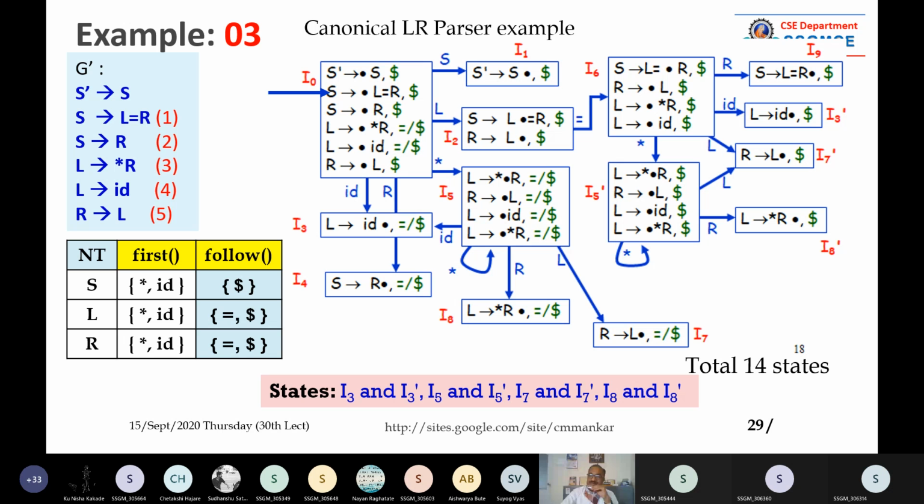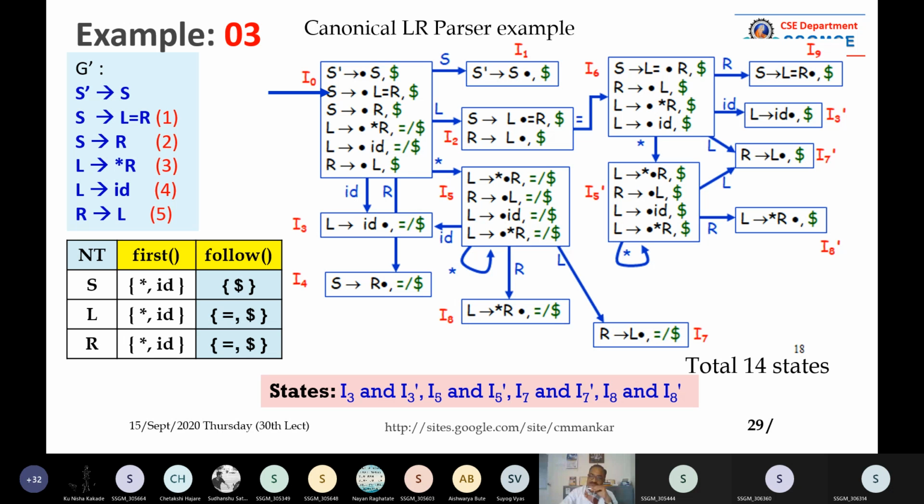In the same way, I8 dash is there. It contains $, and in the second column, the last box contains 2 lookaheads, equal to and $, in green color. So these are the equivalent states. Whatever the dash states are, I5, I8, I7, I3, meaning I3 and I3 dash, these are the equivalent states. That's what I want to say.